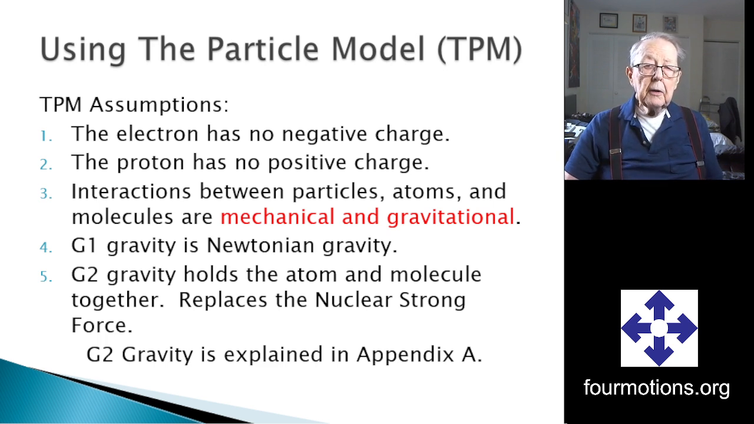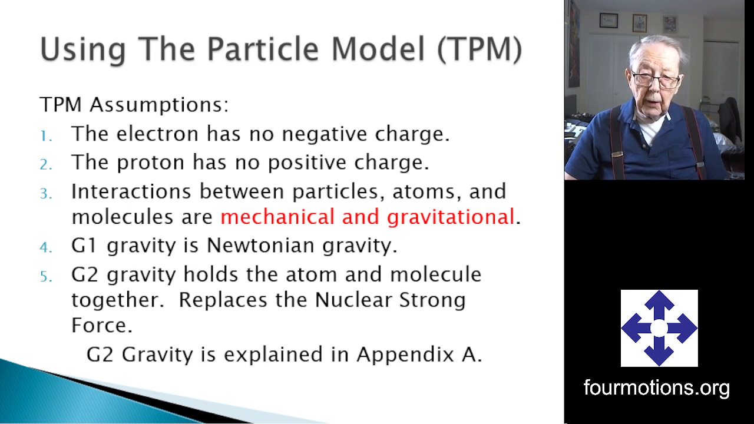Using the particle model, we have some assumptions. The first and second assumption are related. The electron has no negative charge. The proton has no positive charge. Part of the reason for that is that there's never been a very good explanation of what makes an electron negative as opposed to being positive or neutral, and the same thing with a proton. And so charge is basically not part of this presentation.